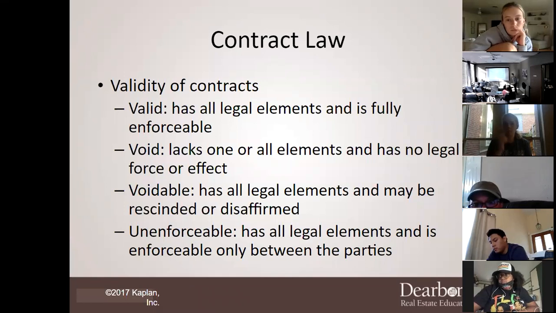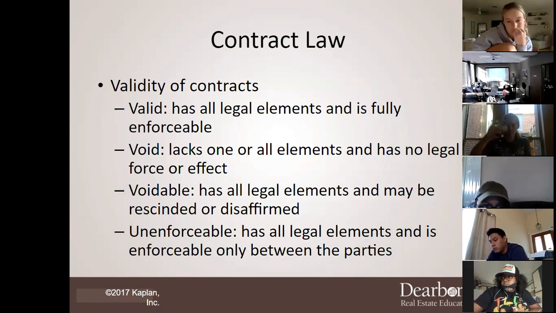A voidable contract has all legal elements and may be rescinded or disaffirmed. It's like if a minor was to purchase property from you and then later on you found out that it was a minor, that contract would be voidable because they're not of the age to actually do it.